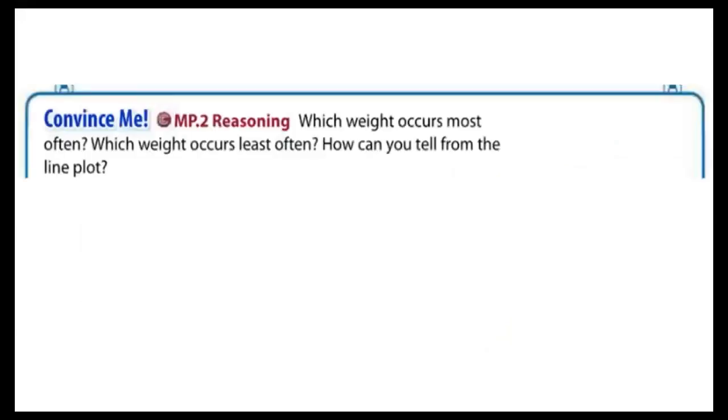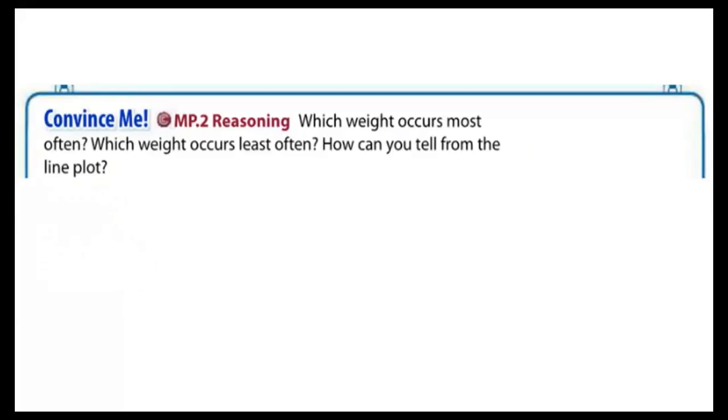In page 706, Convince Me, open it please. He asked you which weight occurs most often, which weight occurs least often, and how can you tell from the line plots. Sure, he means the upper one on the same page, weights of dogs. Concentrate on the line plots, not on the table, please. Try to observe and answer the question and convince me.